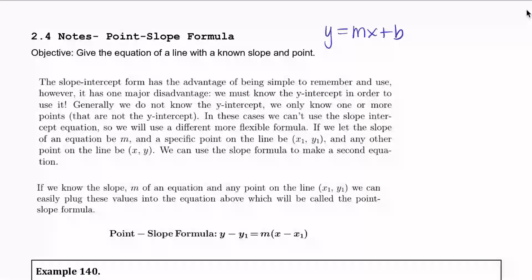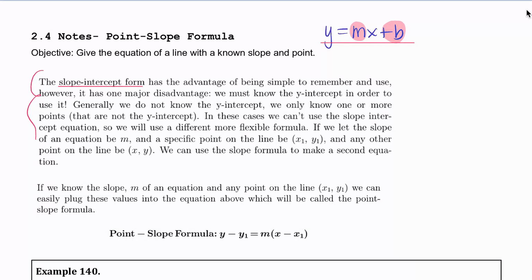When we're working with linear functions or linear equations, usually we see our equations written in what's called slope-intercept form, y equals mx plus b. We call it slope-intercept form because it tells us our slope, our m, and it tells us our b, our y-intercept.